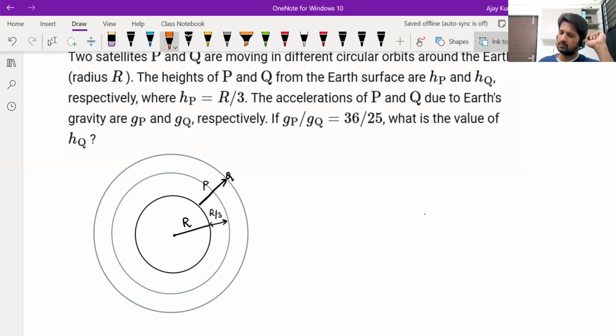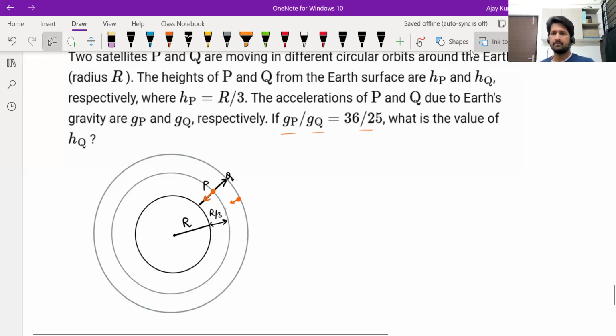What have they given? The accelerations of P and Q due to Earth's gravity are Gp and Gq, and they have given you the ratio. P is here, it will experience some amount of gravity. Q is here, it will experience an even lesser amount of gravity. That ratio is given to you as 36 by 25. This is a very easy question. I'll give you all 1 more minute to try to solve. One answer I got is 3R by 5, and 3R by 5 is there in the options.